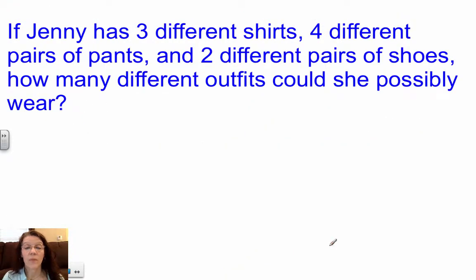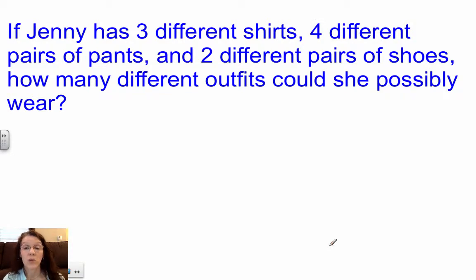Now, let's look at a couple of examples. Jenny has 3 different shirts, 4 different pairs of pants, and 2 different pairs of shoes. How many different outfits could she possibly wear? She can't just throw all 9 of these things into a pile and pick 3 things out. She's not going to want to wear 3 shirts to school. You're not going to want to show up at school without a pair of pants on. You might want to go without shoes, but definitely not without a shirt or pants.